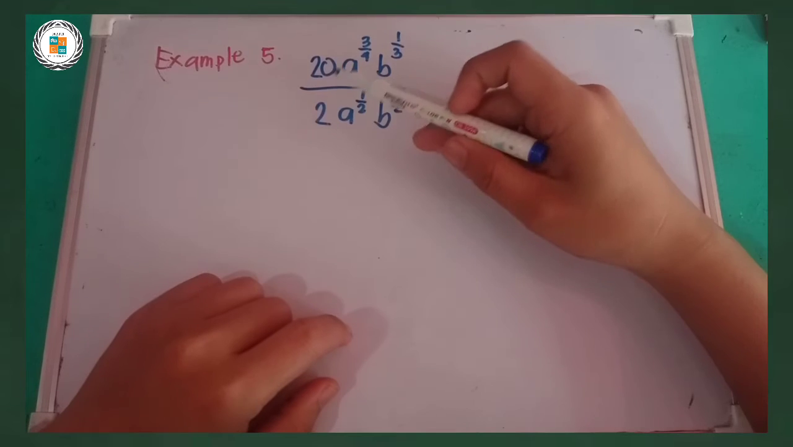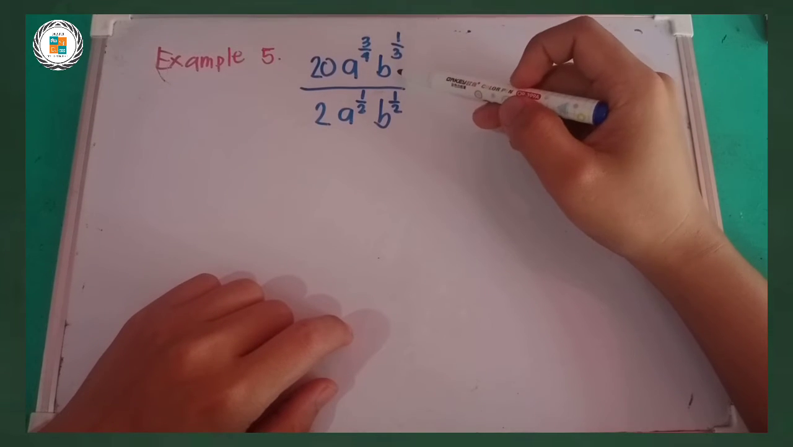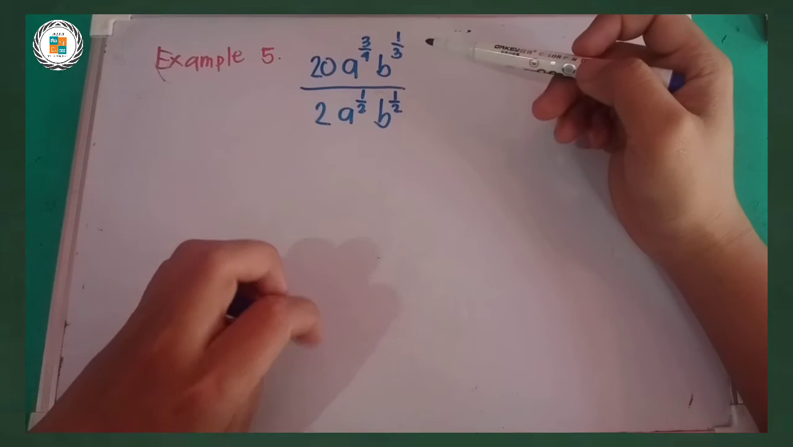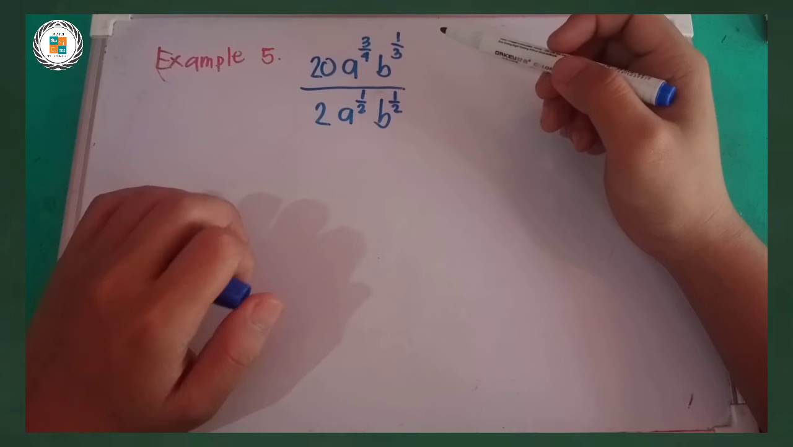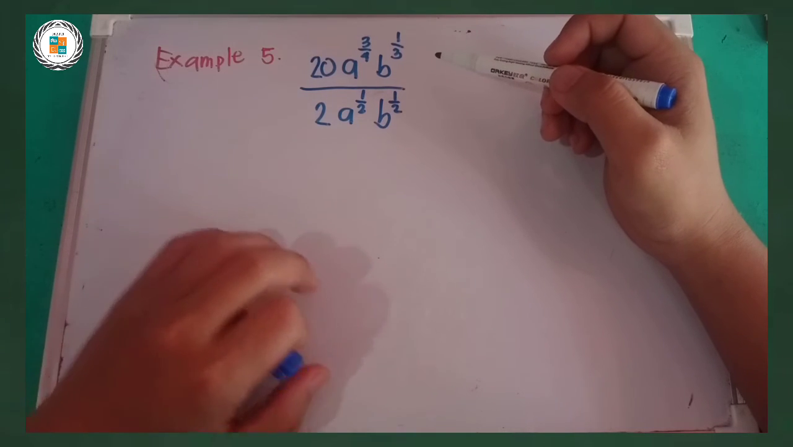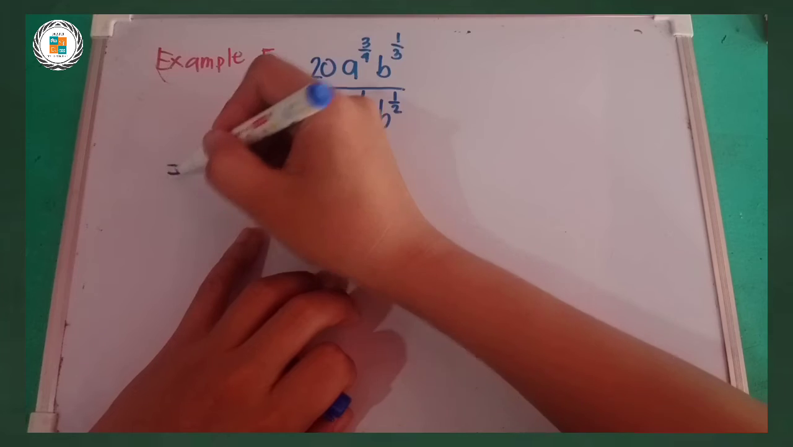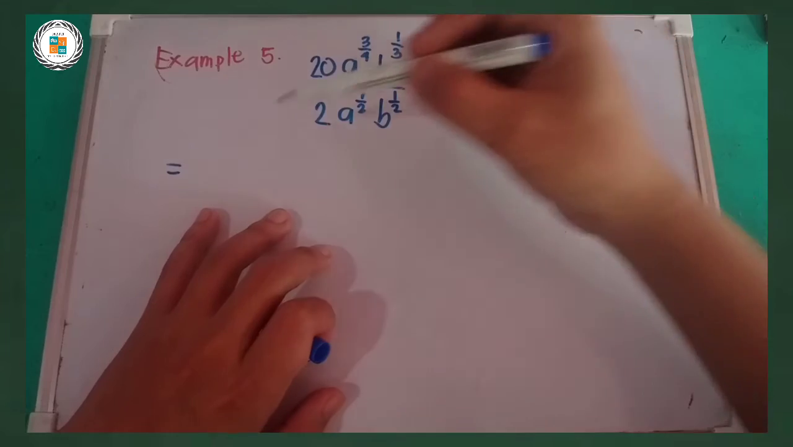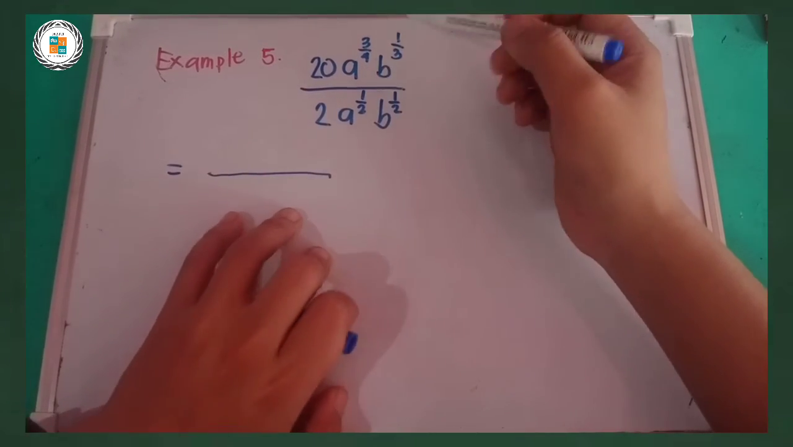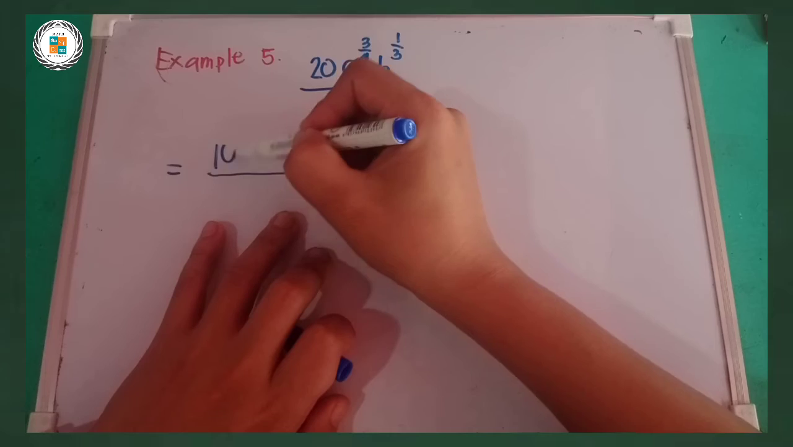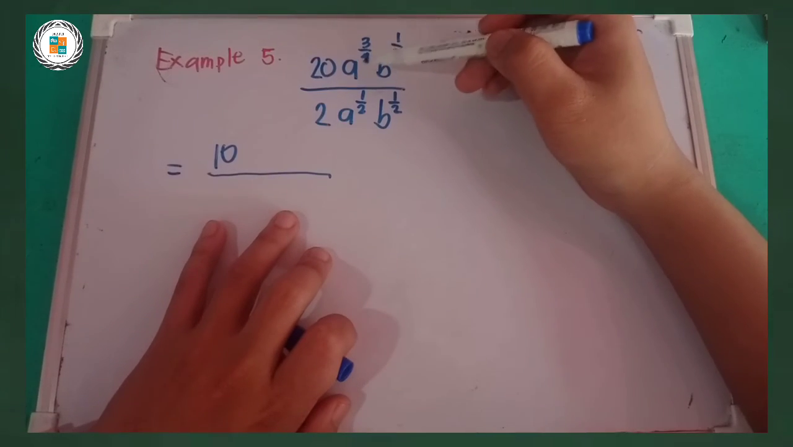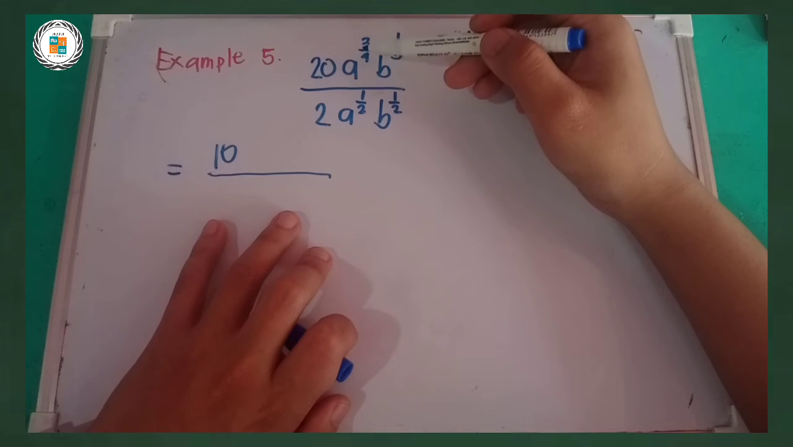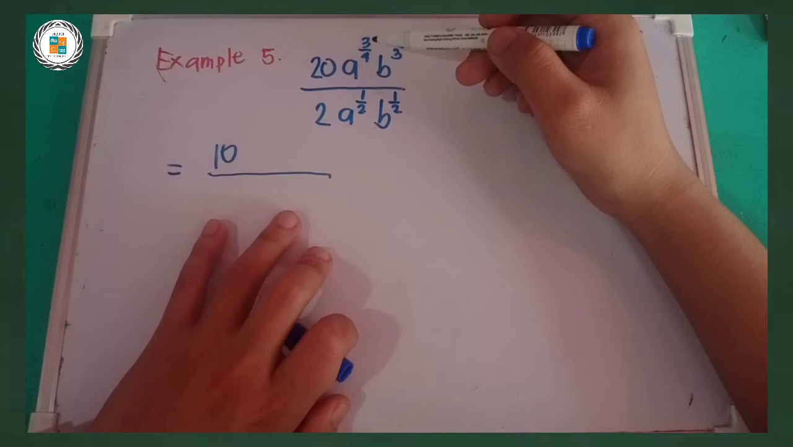Now let's have the last example. So we have here 20a raised to the power of 3/4 b raised to the power of 1/3 over 2a raised to the power of 1/2 and b raised to the power of 1/2. Now in this example we can apply the ratio of powers with same base. Now, 20 divided by 2, that's 10. Then, a raised to the power of 3/4 and a raised to the power of 1/2. Now, they have the same base. So we subtract their exponents.